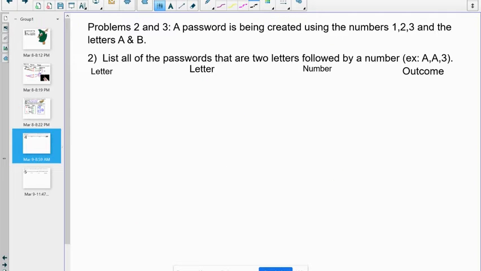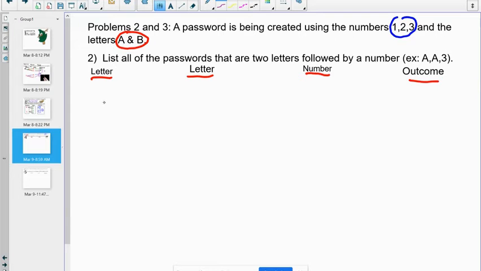Okay, so now we're making a password. We're using the numbers 1, 2, and 3. So we have 3 numbers, 1, 2, and 3, and 2 letters to choose from. Okay, so it says list all the passwords that are 2 letters followed by a number. See up here where I have letter, number, and outcomes already rewritten out. That's going to help us with making our tree diagram.